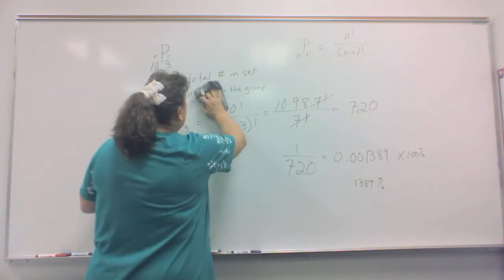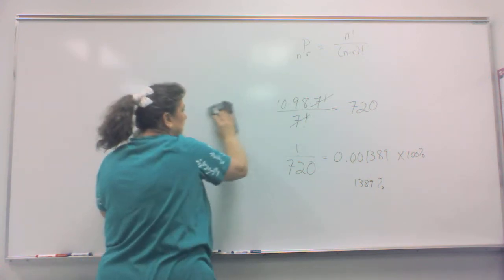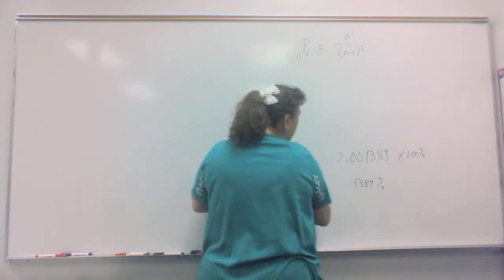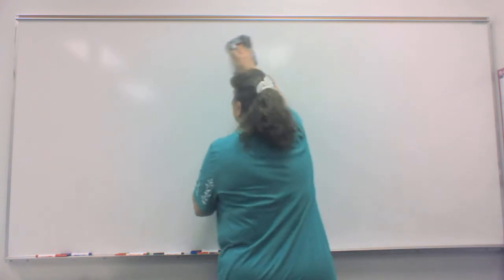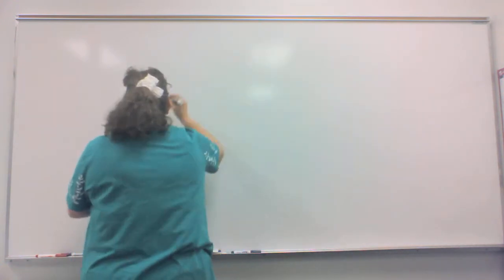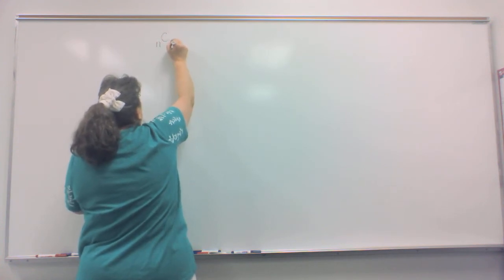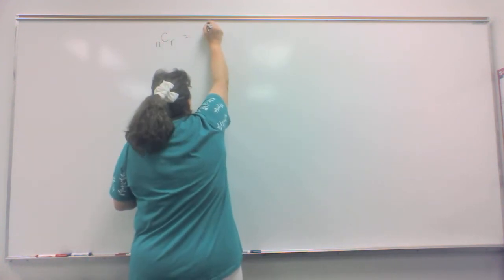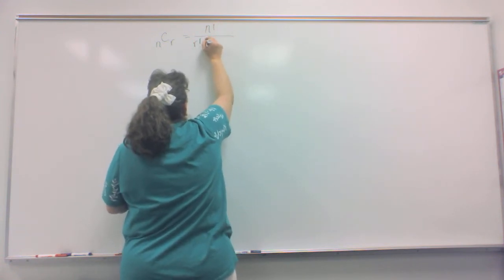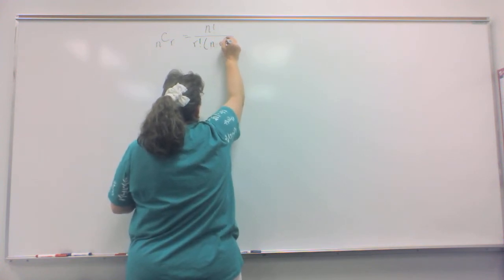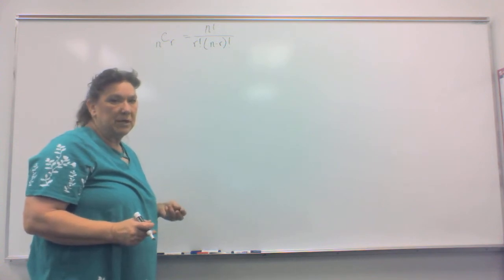Now let's look at what would happen if we did a combination with this type of a thing. So first of all, let's write down the combination formula, which is a little bit different from the permutation formula. The combination formula is C n r is equal to n factorial over r factorial times n minus r factorial. Okay? So that is your formula for this.